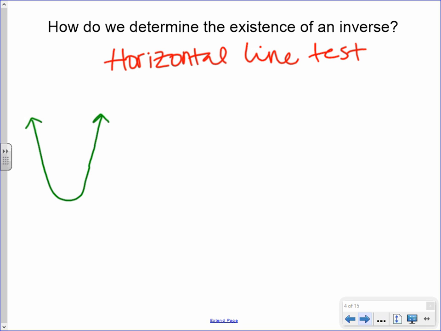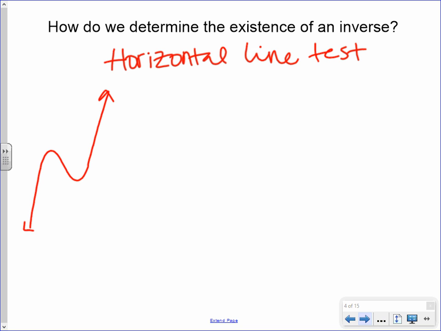Last year when we talked about this, we talked about parabolas. How many times does a horizontal line pass through this parabola? Twice. It doesn't pass the horizontal line test. If we reflect this about the line y equals x, we get a sideways parabola. And what's wrong with that? It's not a function. So a graph must pass the horizontal line test and the vertical line test if we want the inverse to exist.